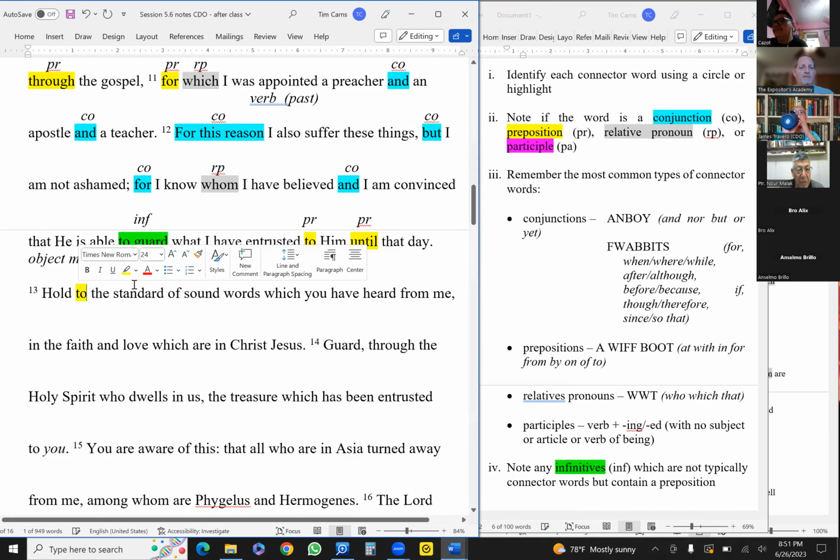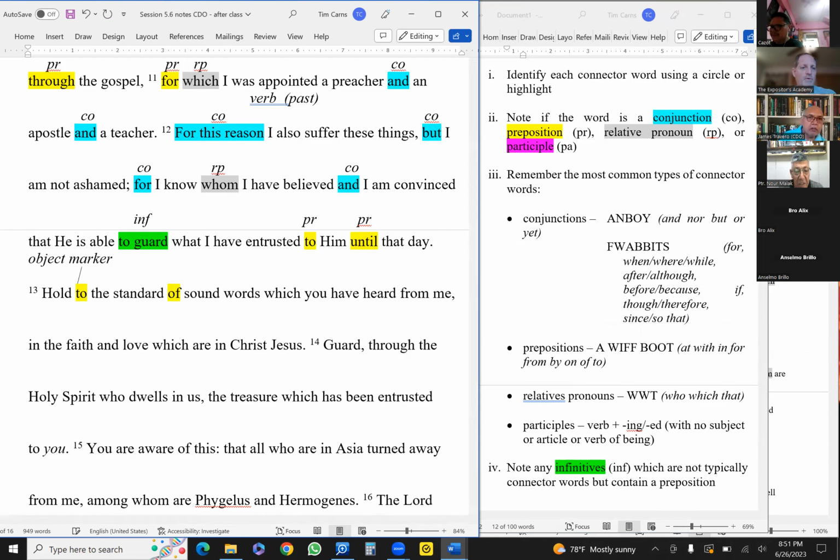All right, we'll talk about this one in a little bit. But tell me, see if you see any more. Of. Of, what kind of connector word is of? Is it a preposition? Yes. Notice it is one of the common ones here. Okay, so I'm going to put preposition over the top of it. Okay, you had hold to, I'll put a preposition there. Of.